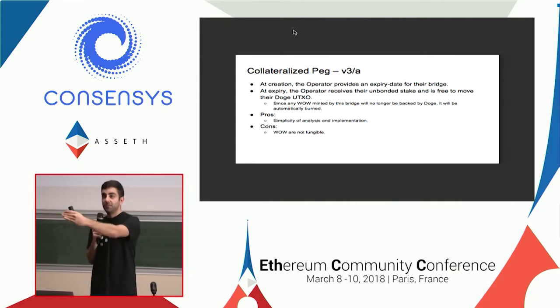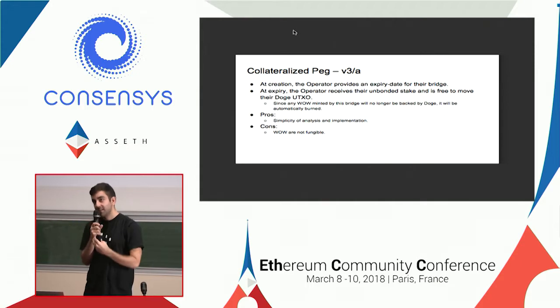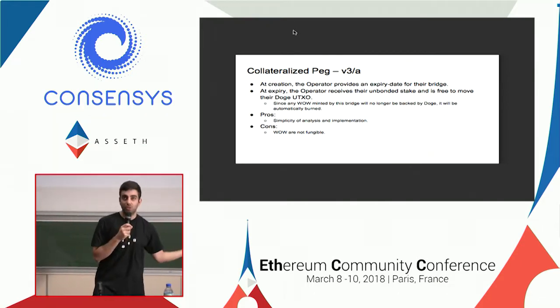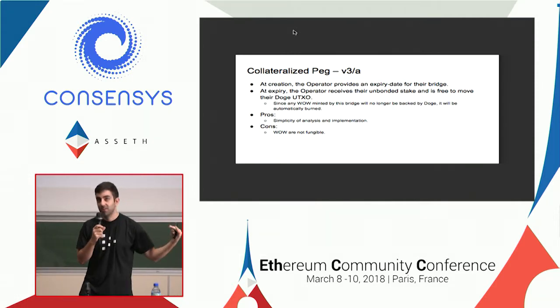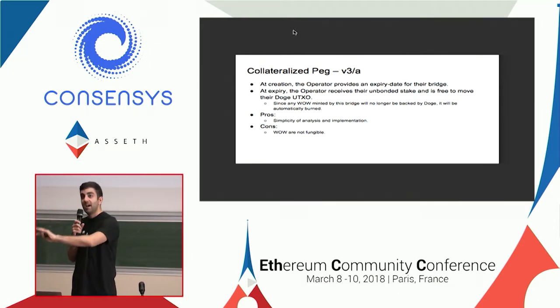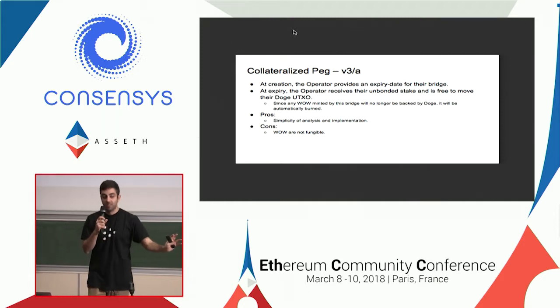What happens if the expiry date is hit? That means that the person gets their ETH stake back, and since they got their stake back, they can move the Doge to their own address, and the bridge has basically effectively closed. That means that the WOW tokens that were minted through this no longer have a real bridge or a real Doge backing them, so they become worthless.